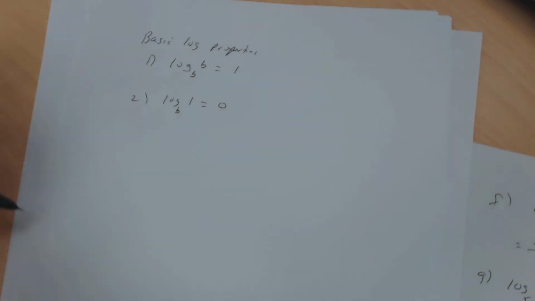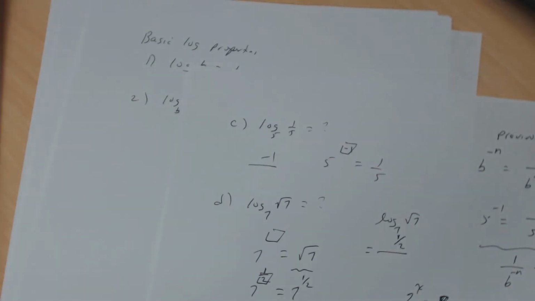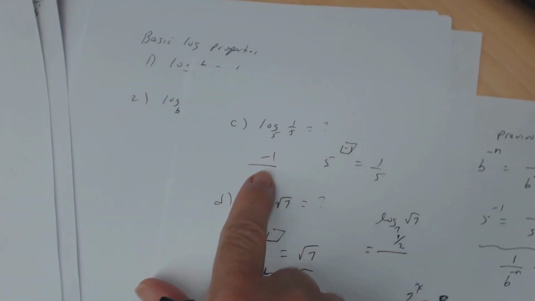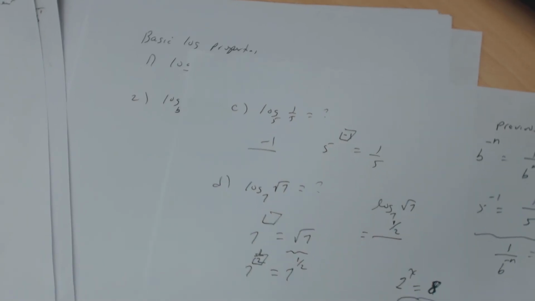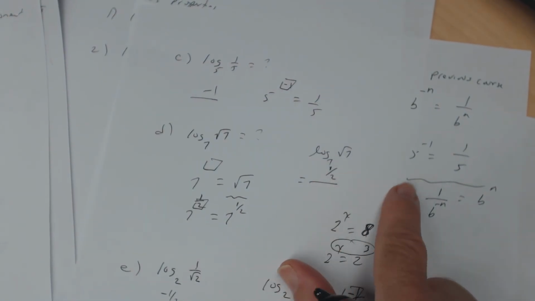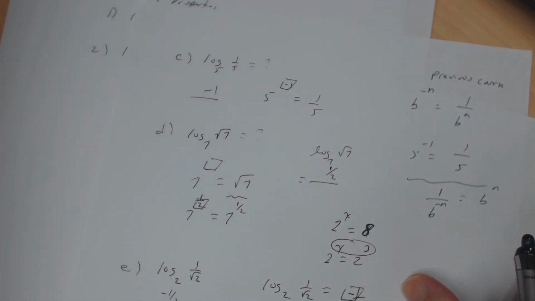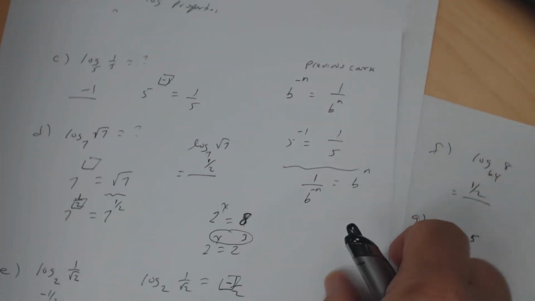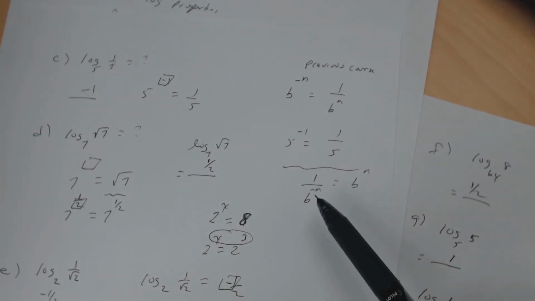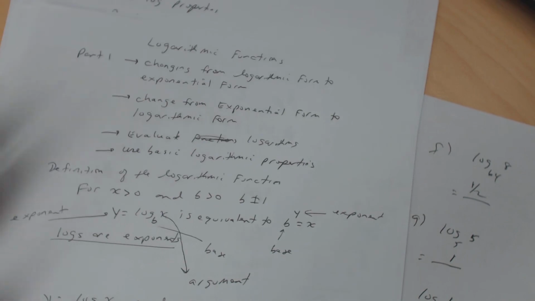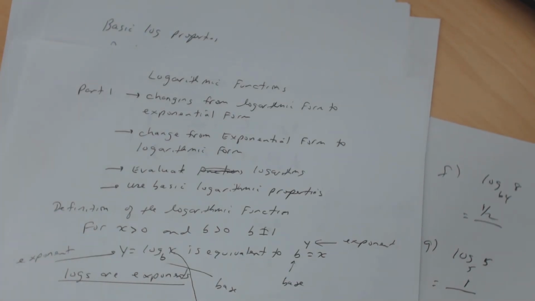Then it got a little bit more challenging, I guess, when we had fractions, negative exponents, then radicals. We had to rewrite the radical using rational exponents, and so on. So this section can be a little bit challenging if you don't remember some things from a previous course. Okay, but that's going to take care of this lesson on logarithmic functions.